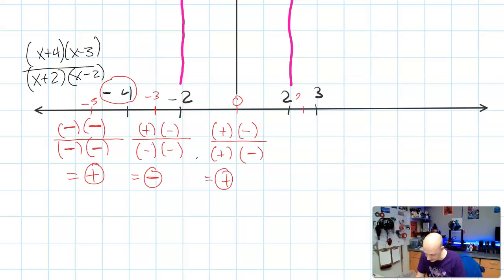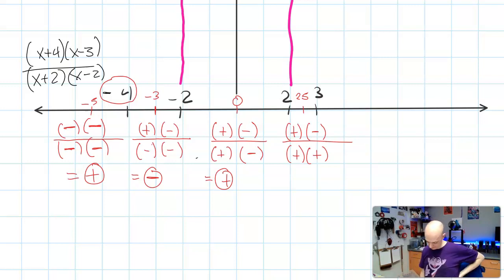Between 2 and 3, so maybe 2.5, 2.5 plus 4 is positive, minus 3 is still negative, plus 2 is positive, and minus 2 is now positive. That x minus 2 factor flipped to being a positive factor. So that's going to be a net negative.